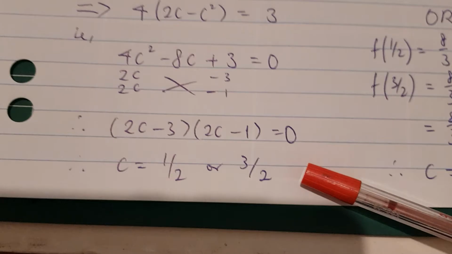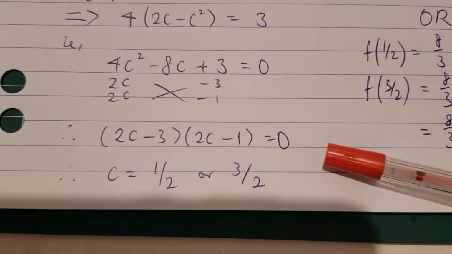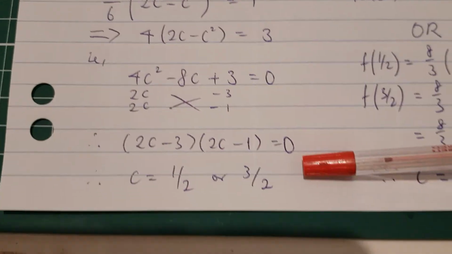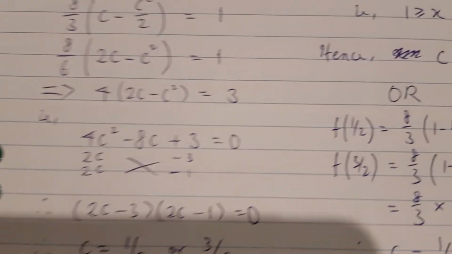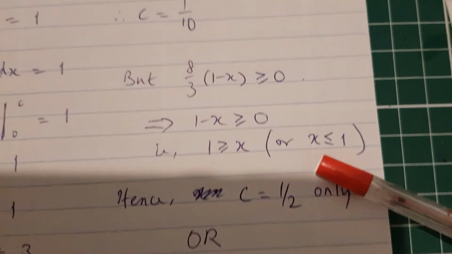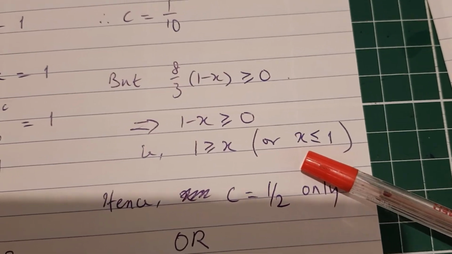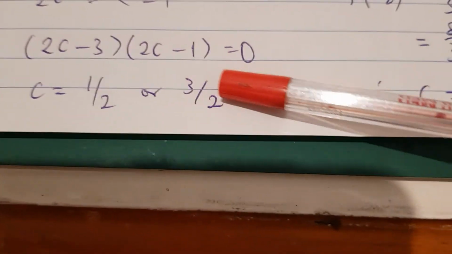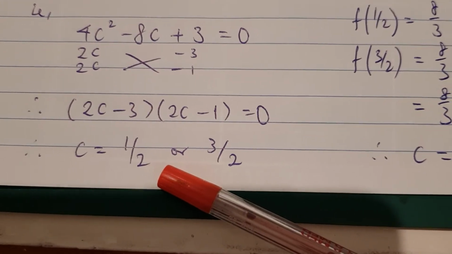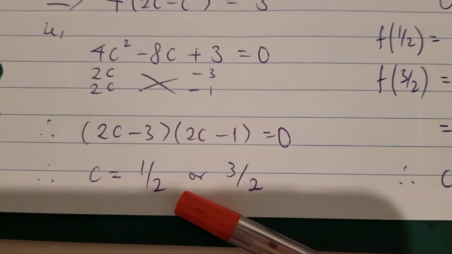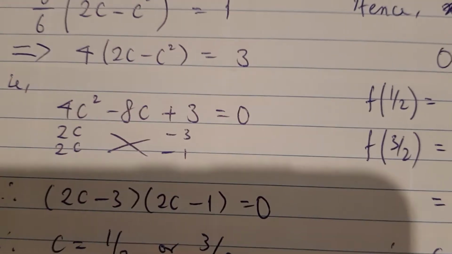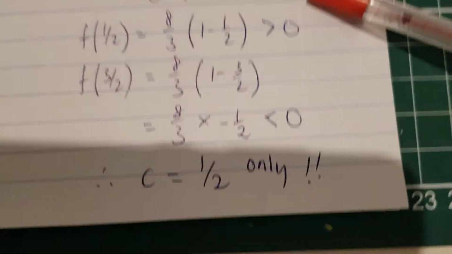Now, unfortunately, only one of them in this case works. So that's going back to this part that I've talked about. We figured that x has to be less than or equal to 1. So out of half and 3 on 2, it's only half that actually makes sense to be the answer.